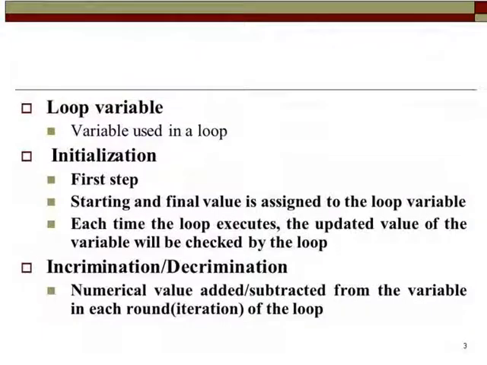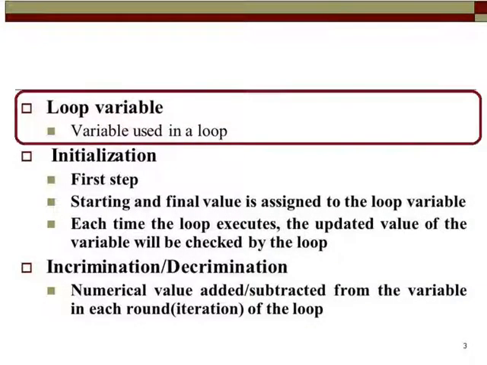A loop variable is nothing but any variable that is used in a loop. So, based on the value of this variable only, the execution of the loop will continue. So, a variable used in a loop will henceforth be referred to as a loop variable.